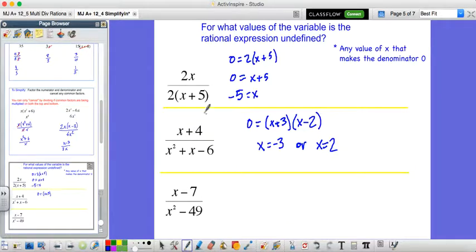So notice that the numerator does not make any difference here. We're just looking for excluded values. So x could not be negative 3 or x could not be positive 2.